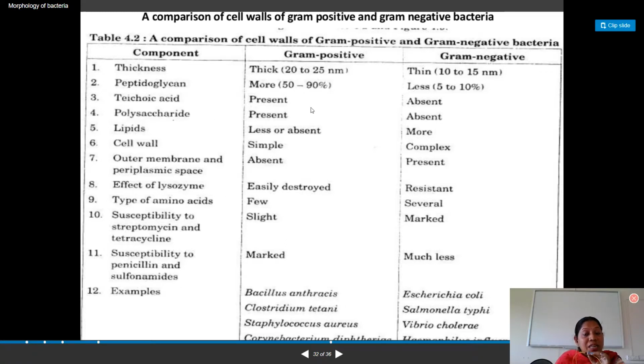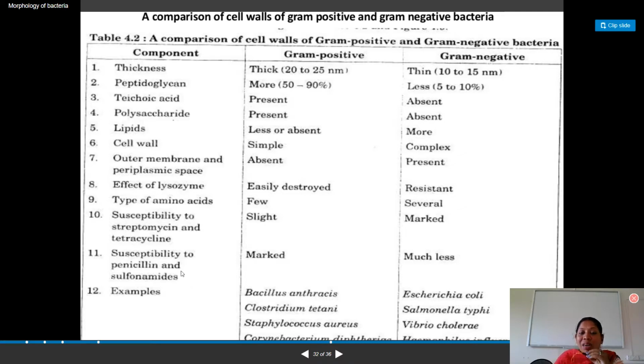Lipids, lipid is absent or less in gram positive, but it is more in case of gram negative. Cell wall, simple in gram positive, but it is complex in gram negative. Outer membrane and the periplasmic space is absent in gram positive but present in gram negative. Effects of lysozyme, easily destroyed in case of gram positive, resistant in case of gram negative. Types of amino acid, very few, but here you can see it is several. Susceptibility to streptomycin and tetracycline is slight in gram positive, but you can see a very well marked susceptibility in gram negative.